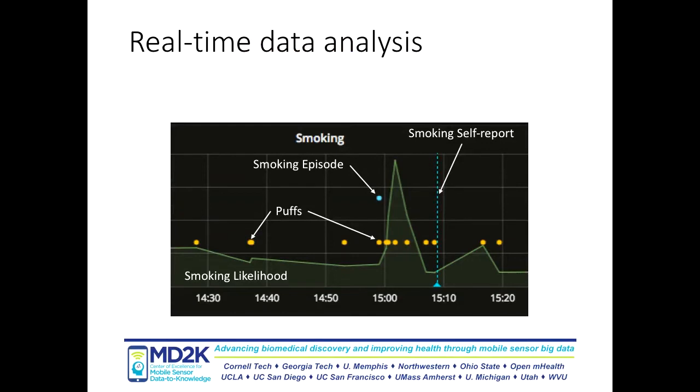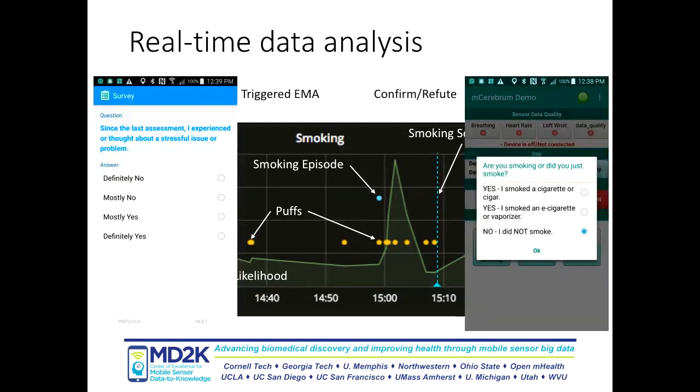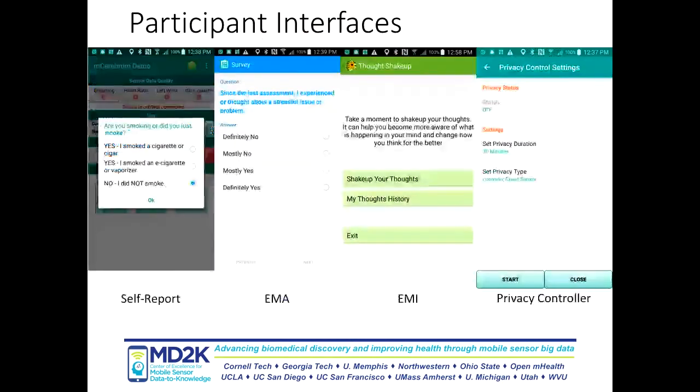These types of biomarkers can be used to trigger EMAs or confirm/refute prompts elsewhere within the system, and thus engage with the participant in a timely manner about an action he or she performed or the state they are currently in. There are many participant interfaces. However, there are 4 classes that compose the most common interactions a user has with our platform.